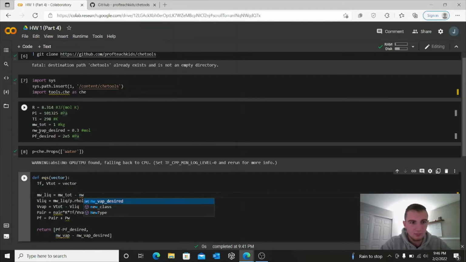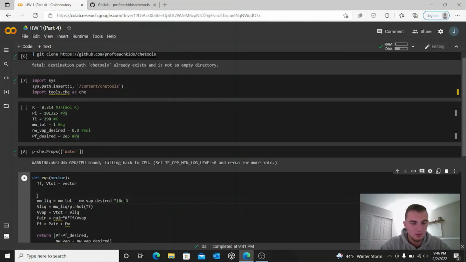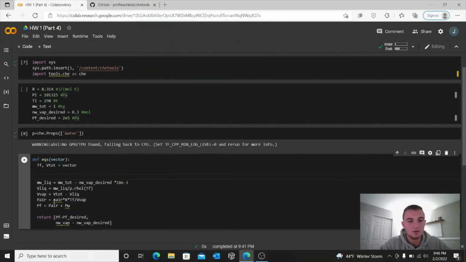And since we have the number of moles of vapor phase desired equal to 0.3, that is what we'll enter in here. So the number of moles in the vapor phase desired, and this will be multiplied by the molecular weight of water, so 18 times 10 to the negative third. Okay. Now, if you'll notice here, one thing that we still don't know is this number of moles of air. However, we do have a relationship for that as well. And for this, we use the ideal gas law.